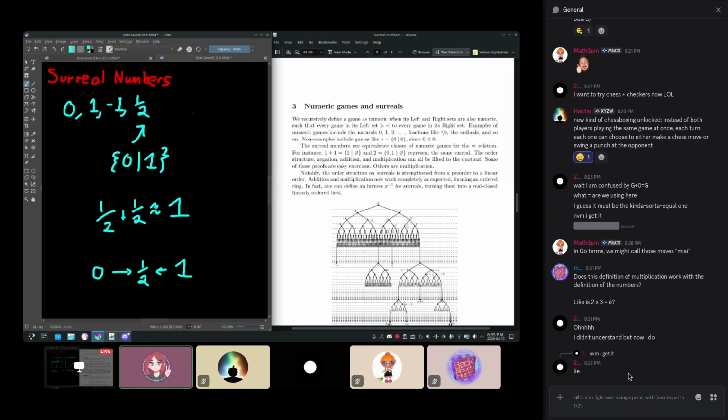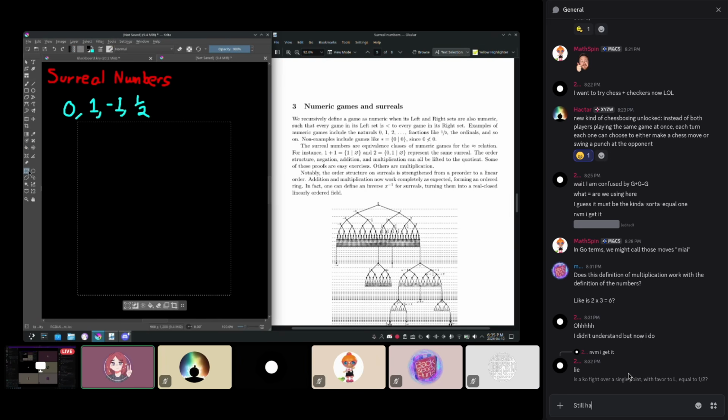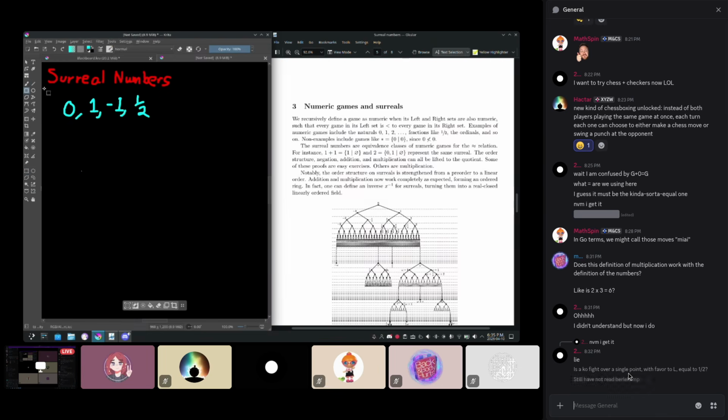Let me just get to the definition. A game is going to be numeric whenever... I'm going to have to make more space here. There really has to be an easier way to do this. So, a game is numeric. What happened? There we go.